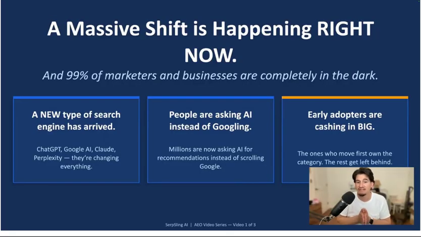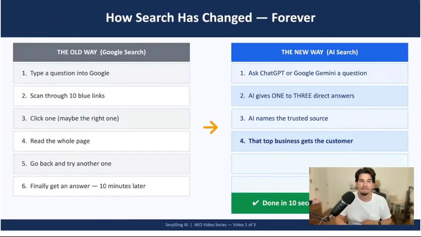Okay, but specifically right now, when it comes to AEO, people are asking AI instead of Googling. Okay, that's the big shift right now. Millions of people are now asking AI for recommendations instead of scrolling through Google. Okay, and early adopters are cashing in big. The ones who move first own the category, the rest get left behind. Okay. And how search has changed forever.